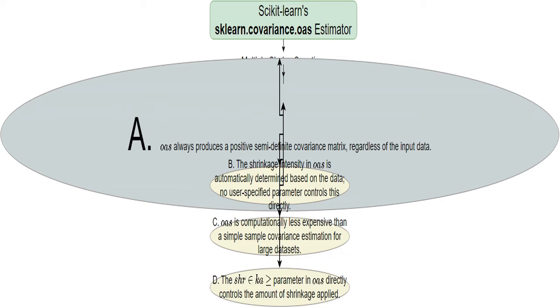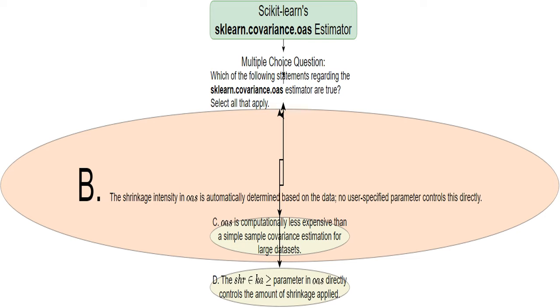Statement A. The OAS method always gives us a positive semi-definite covariance matrix, a critical property of valid covariance matrices. I want you to think about the essential nature of a covariance matrix. Statement B. A key aspect of OAS is its automatic calculation of the shrinkage intensity. This happens without any direct control from you. The method determines the optimal shrinkage using an internal optimization process.